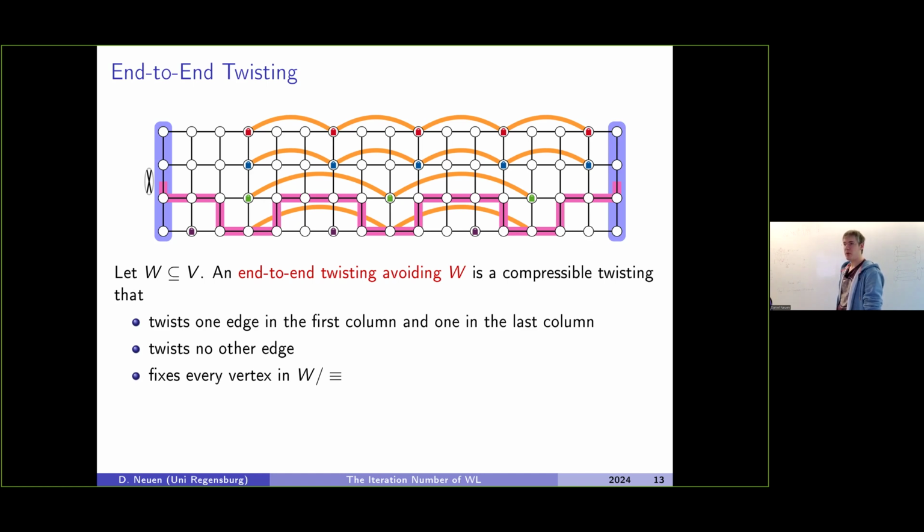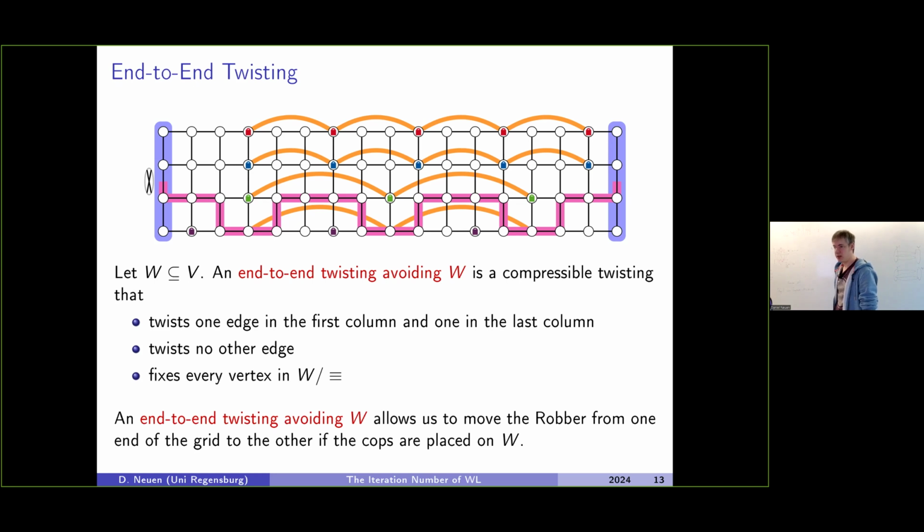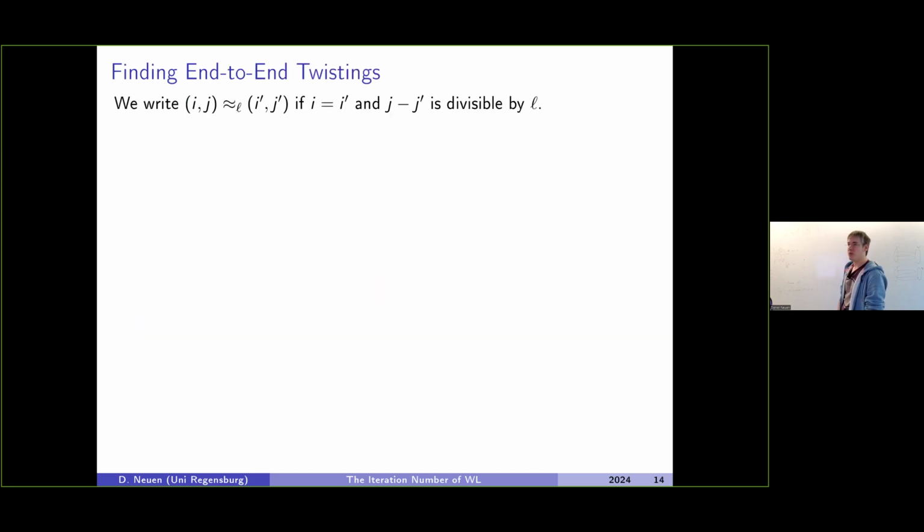And okay, so yeah, this is what I just said. The end-to-end twisting allows us to move the rubber from one end of the grid to the other. So these we now want to construct. Okay. And well, for this, we will consider some auxiliary equivalence relations, which are kind of coarser than the equivalence relations that we have, or what's the, no, it's actually finer. So you kind of identify even more vertices in a way. Yeah, so what this means is if we can find end-to-end twistings, even with respect to these equivalence relations, that's kind of even stronger in some way.